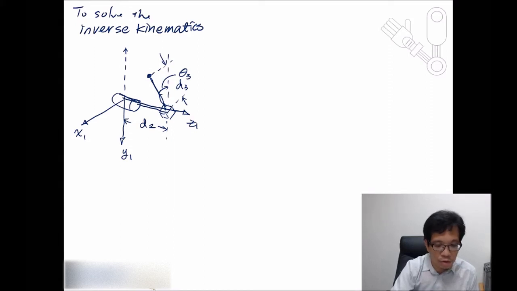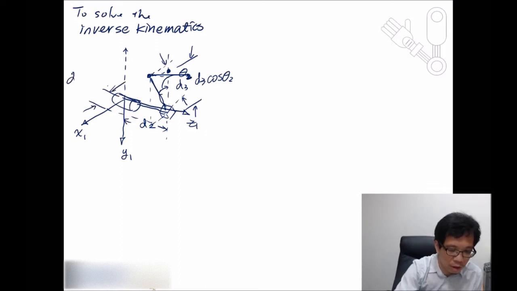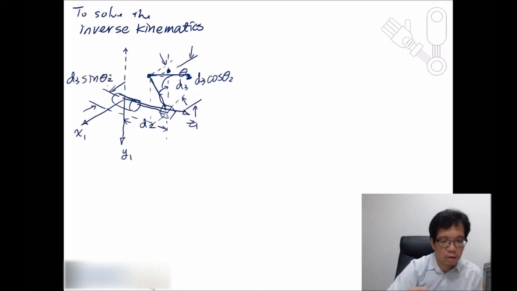Okay, so when we try to do something like this, we project this onto this y direction and get this part over here, d3 cosine, sorry, this is theta 2, and we can also project this one over here, and we conclude that this is going to be d3 sine theta 2. Does it make sense?